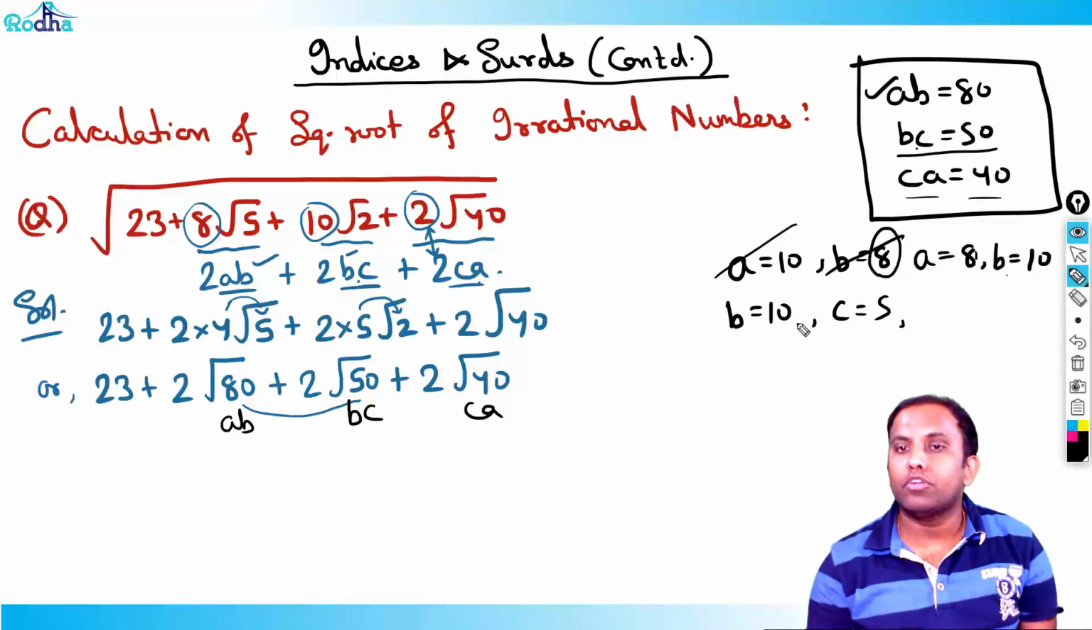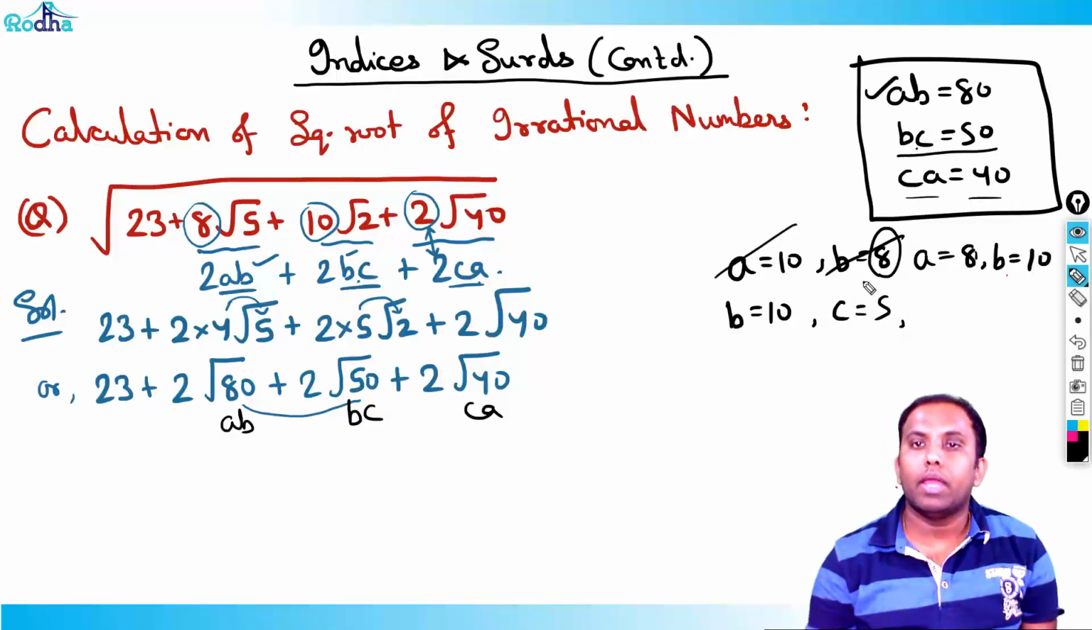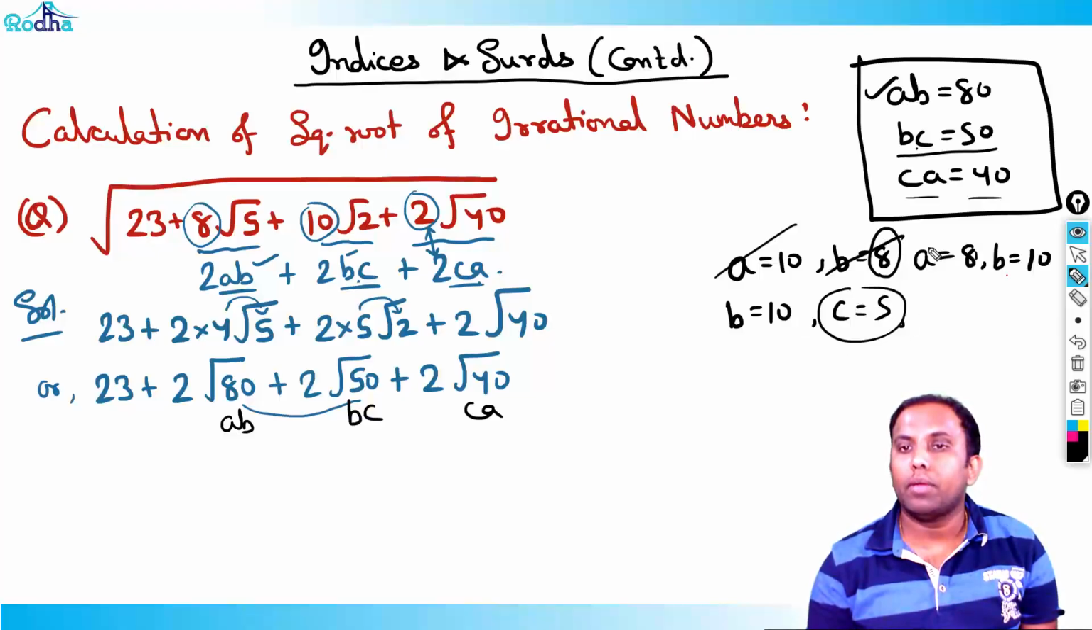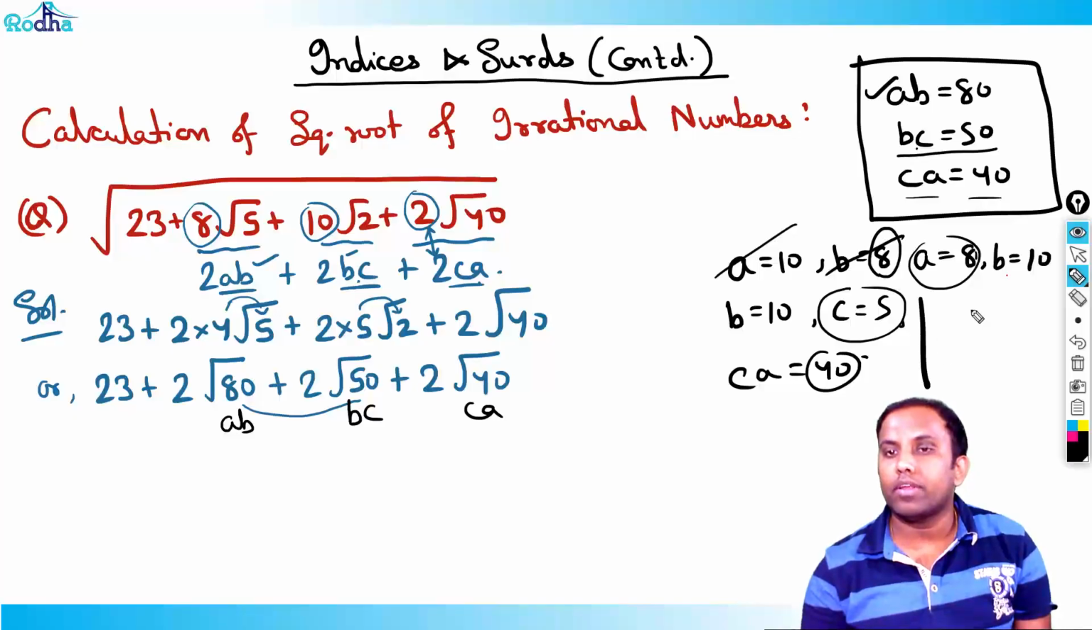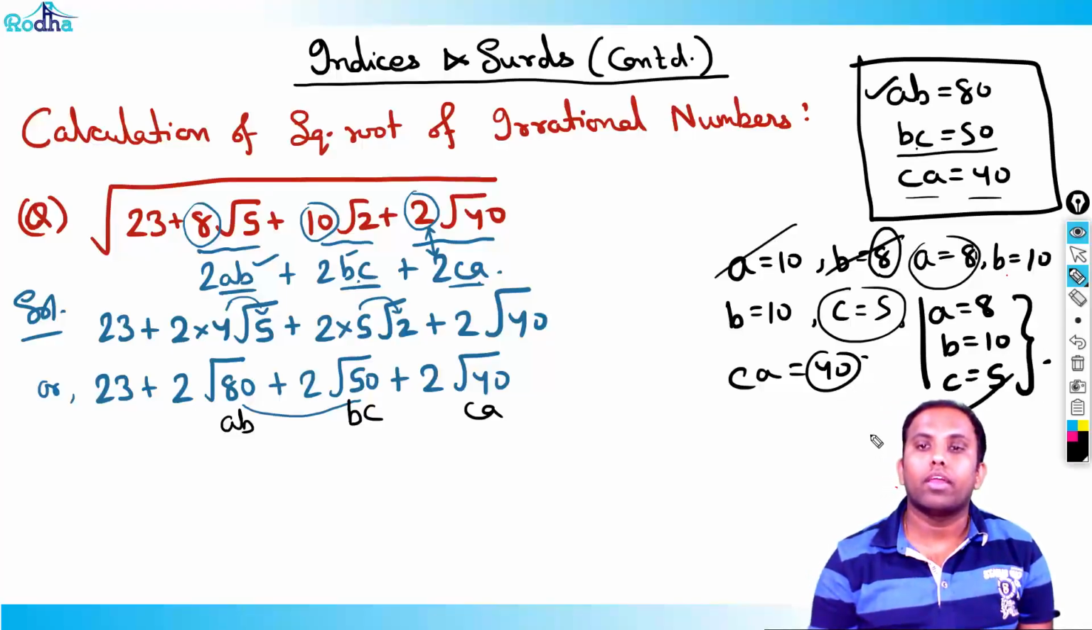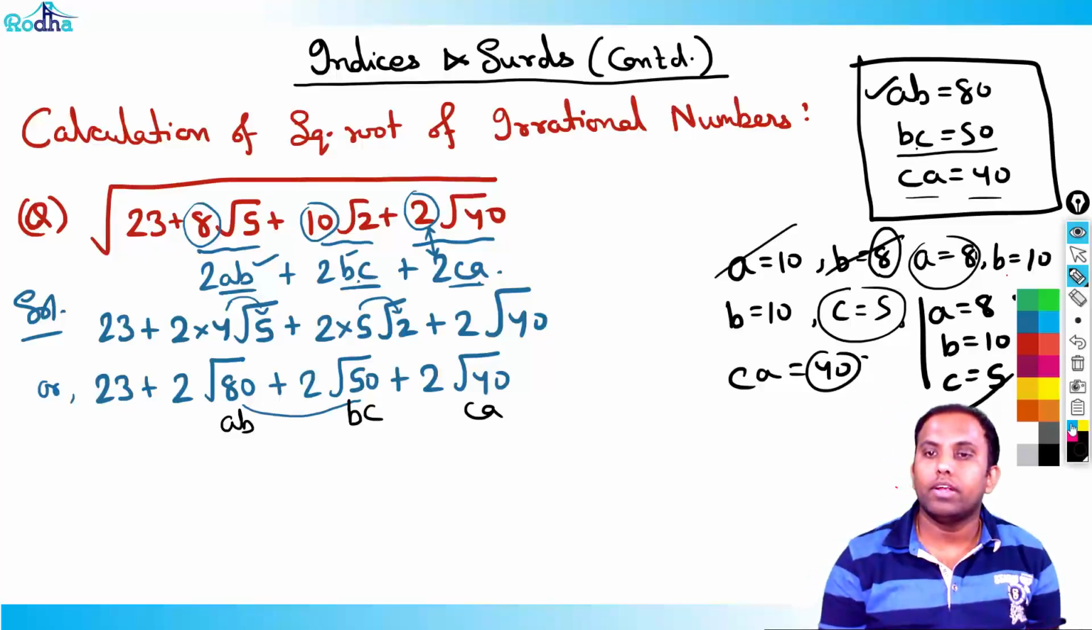So for CA to be 40, it should satisfy now, because we have all the values of A, B, C. C is 5 and A is 8. Therefore CA becomes 40. So it's satisfied. What is satisfied? A is equal to 8, B is equal to 10, and C equal to 5. It satisfies our values.